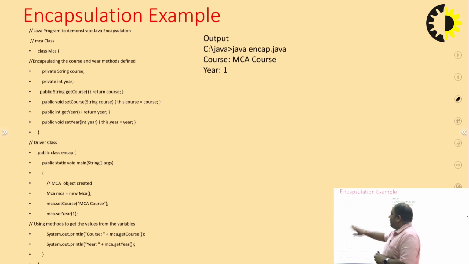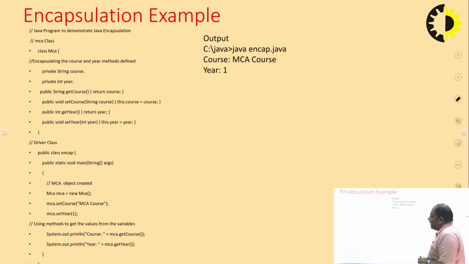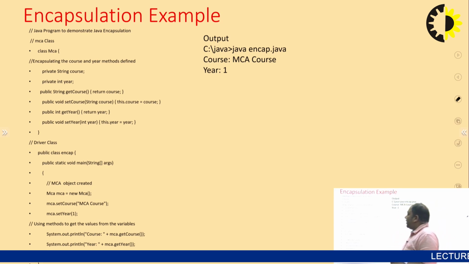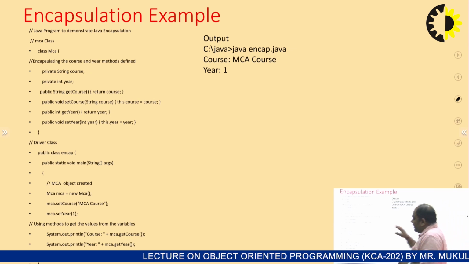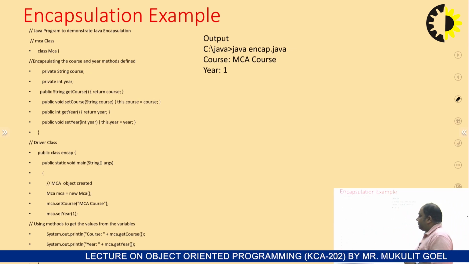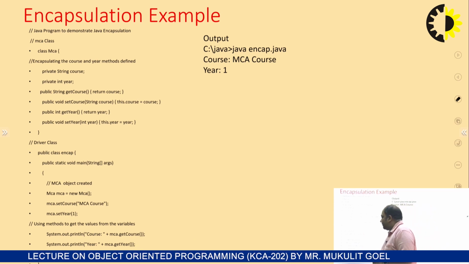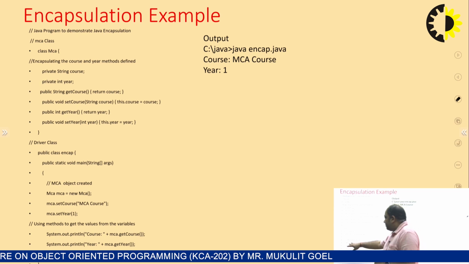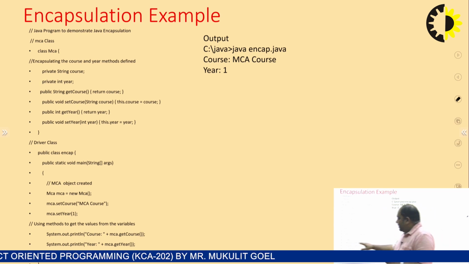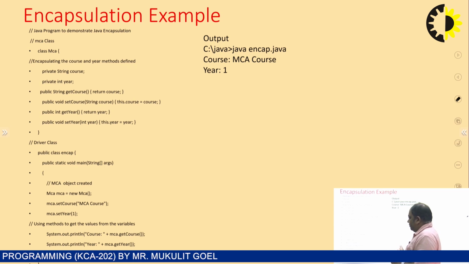Like first, we write public string getCourse, we take a course and we set it equal to another course. We create an object of this course. The same we have done with the year, but the data types of these two are different. Course is string type and year is integer type. Now we use it in a different class. We create an object of the MCA class with the name MCA, and in that we put the values of the course and the year, and later we take the printout of that.